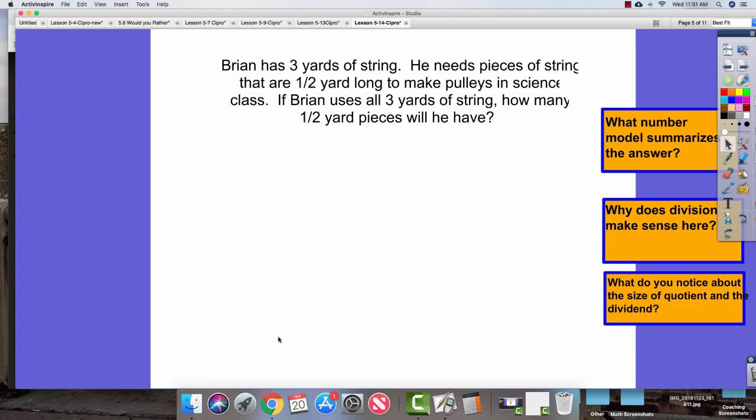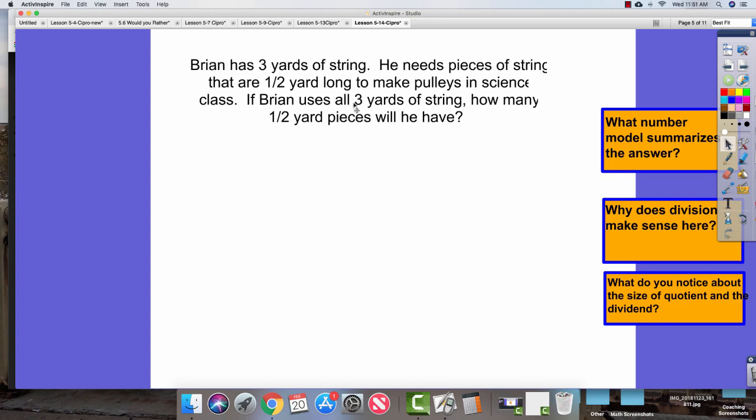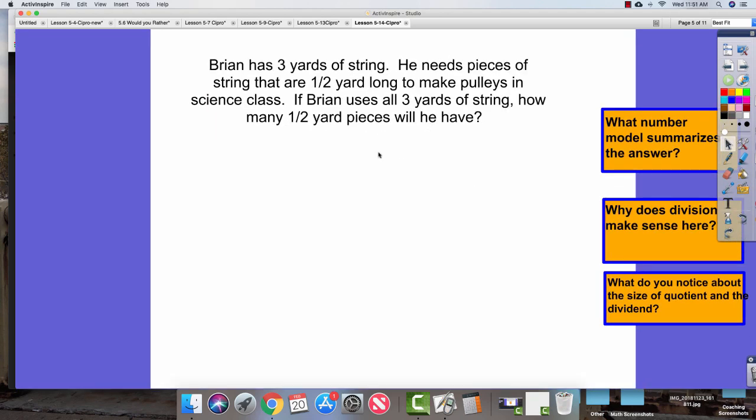Brian has 3 yards of string. He needs pieces of string that are a half yard long to make pulleys in science class. If Brian uses all 3 yards of string, how many half yard pieces will he have? So he has 3 yards of string, and he needs pieces of string that are a half yard. So he's going to take these 3 yards and split each yard into half yard pieces. So he's doing 3 divided by 1/2.